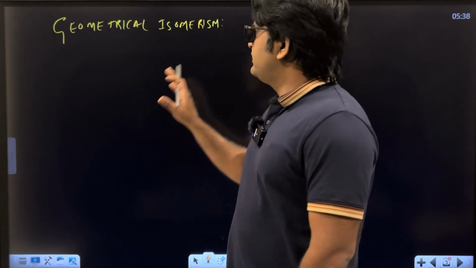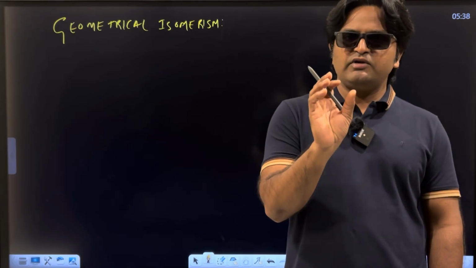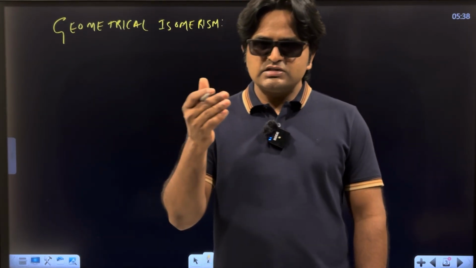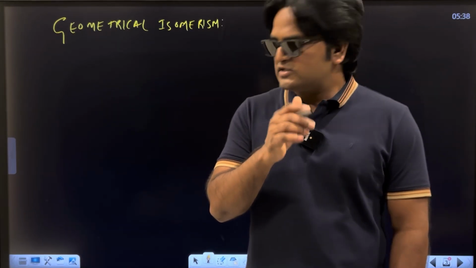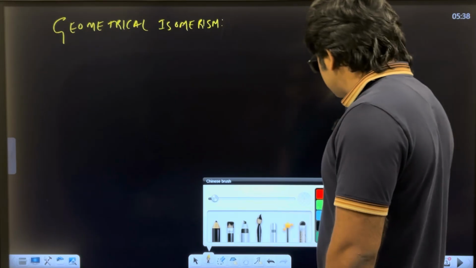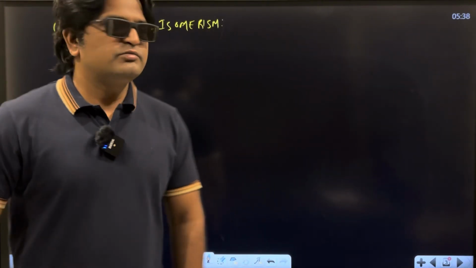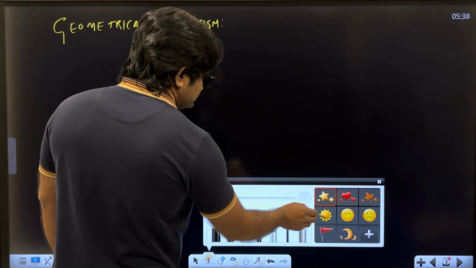First of all, in case of geometrical isomerism, what are the fundamental points we are giving? For any kind of molecules, on what basis are we explaining geometrical isomerism? What are the conditions required? First point, geometrical isomerism comes under stereoisomerism. What is the condition? First condition I am going to write here.